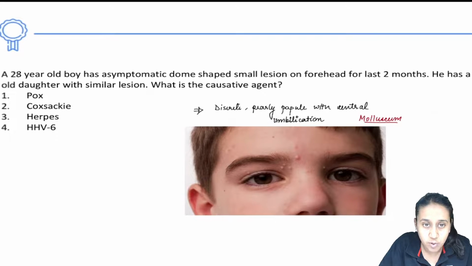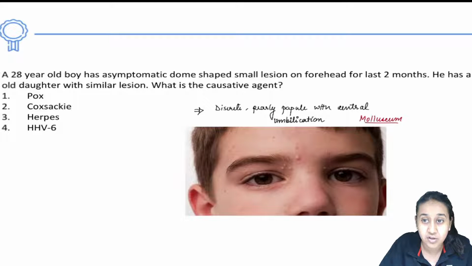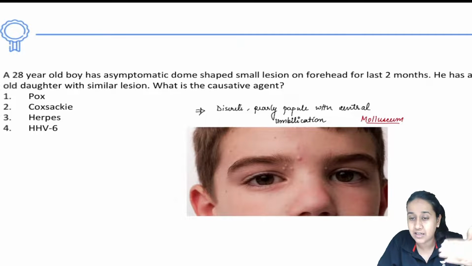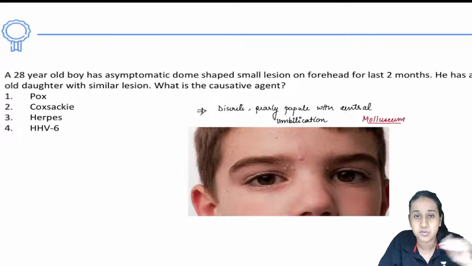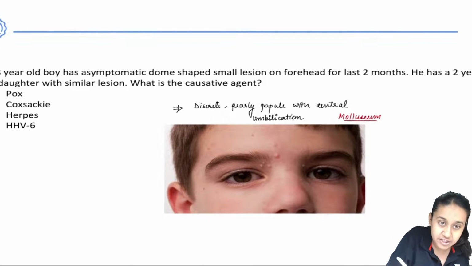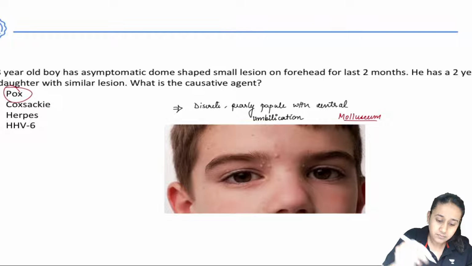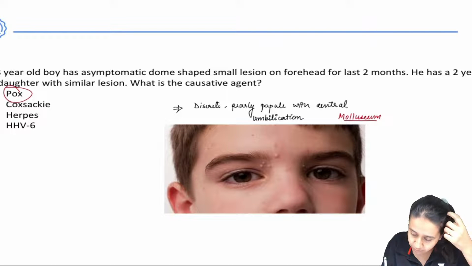So a 28-year-old boy has asymptomatic dome-shaped small lesions on the forehead. He has a 2-year-old daughter with a similar lesion. Please remember, it's a highly contagious condition. It's spread from one person to another. The causative agent for this condition is pox. Option number 1 is the correct answer. Great. Moving to the next question.